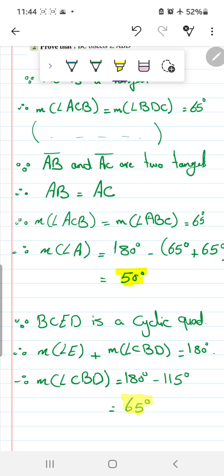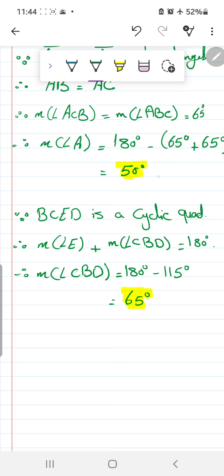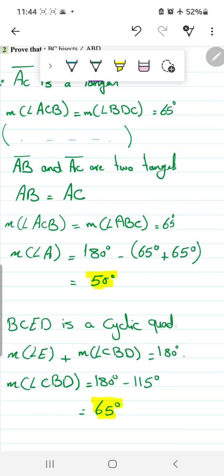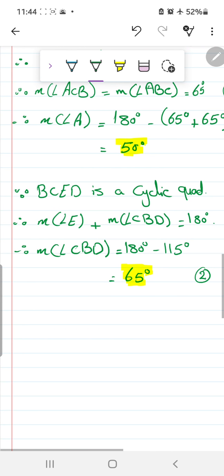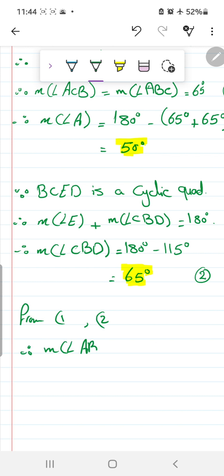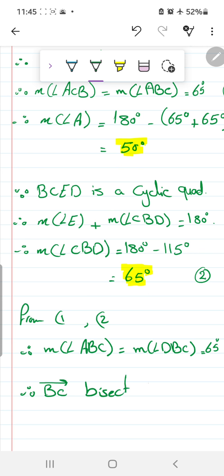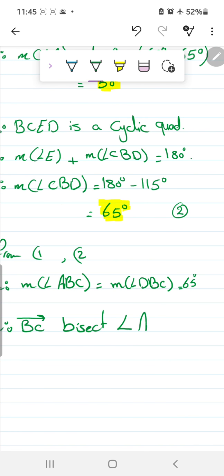Okay, so let's call this number 1 and here is number 2. So from 1 and 2 we get measure of angle ABC equals measure of angle DBC equals 65. So BC bisects the angle ABD.